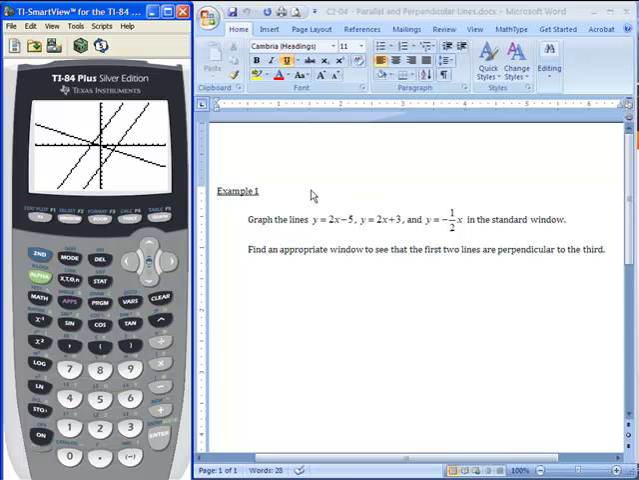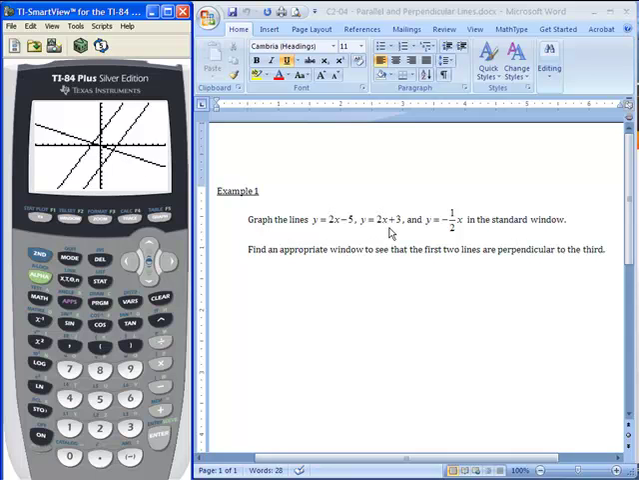Now, if we take a look at this third line, it looks like it just kind of comes through here at some random angle. But if we apply our definition of perpendicular lines, we know that two lines are perpendicular if the product of their slopes is negative 1. So if we take 2 from the slope of the first line and multiply it by negative 1/2, the slope of the third line, 2 times negative 1/2 is exactly negative 1. So according to our definition, these two lines are perpendicular, but they don't look it.